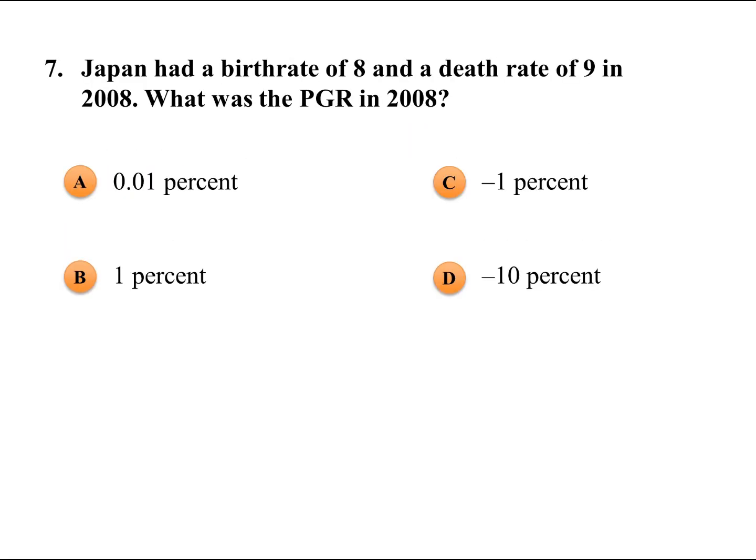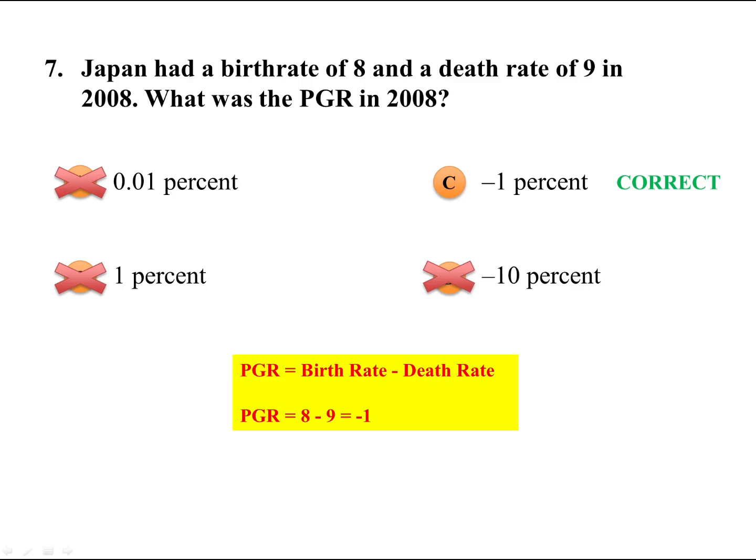Japan had a birth rate of 8 and a death rate of 9 in 2008. What was the population growth rate in 2008? Of course, -1. Because by subtracting the death rate from the birth rate, the answer is -1.